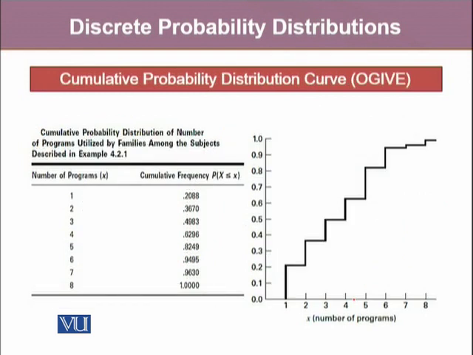A cumulative probability distribution can also be represented by a curve. For a discrete random variable, it's going to be a step curve, a step function, which is also known as an ogive. The cumulative probability distribution curve is a non-decreasing curve. It can be flat for the values of a random variable for which the probability is 0, but it would never drop down. It will keep increasing.